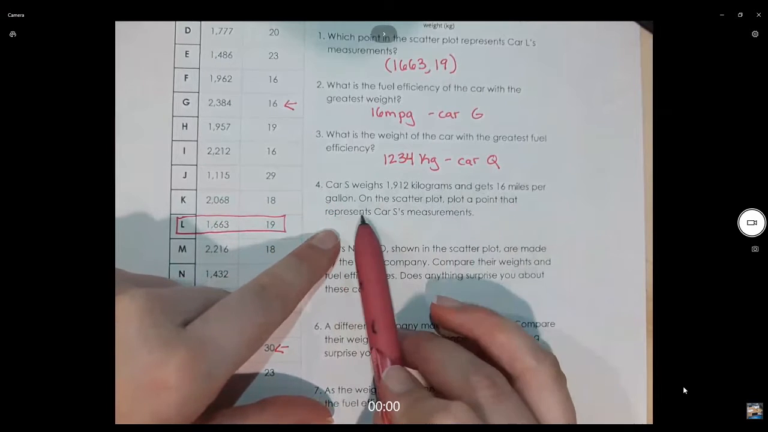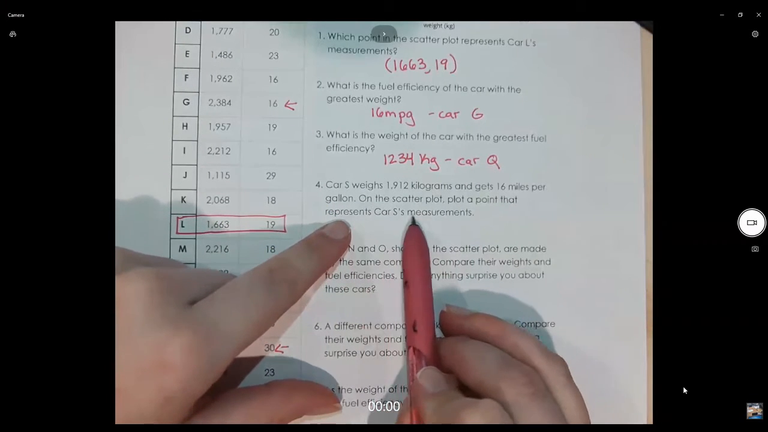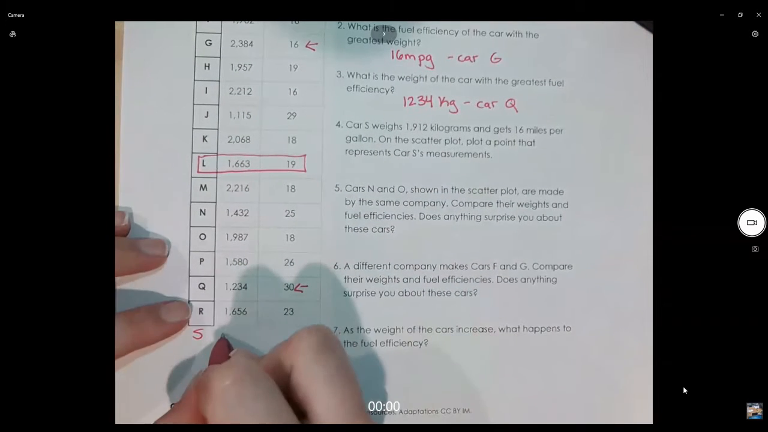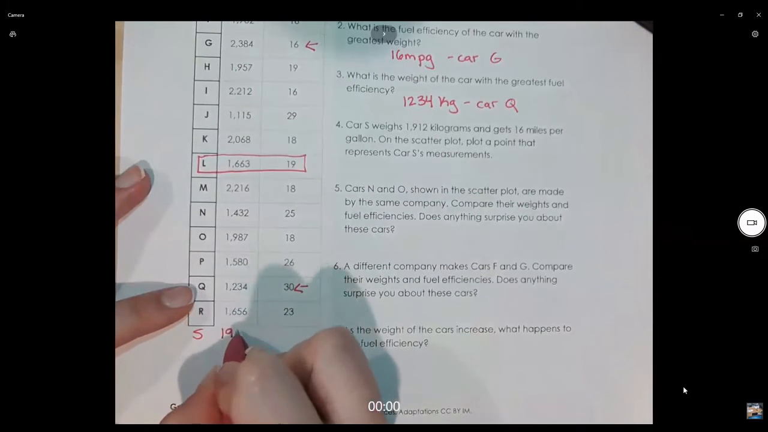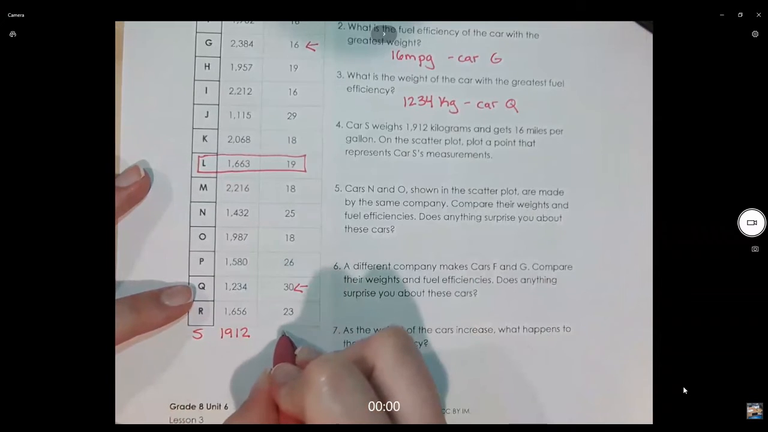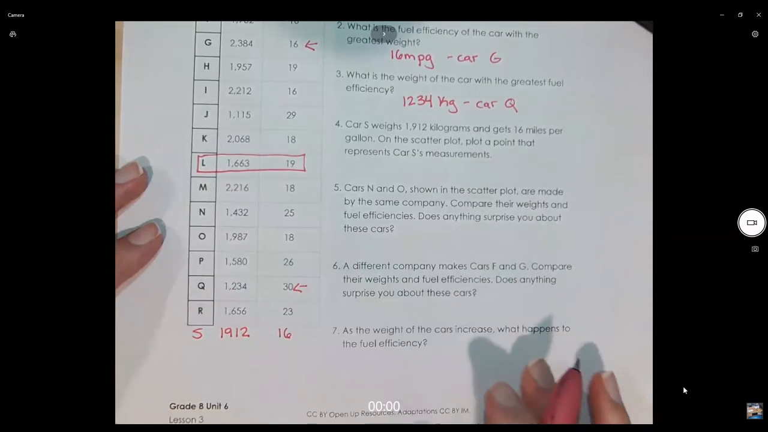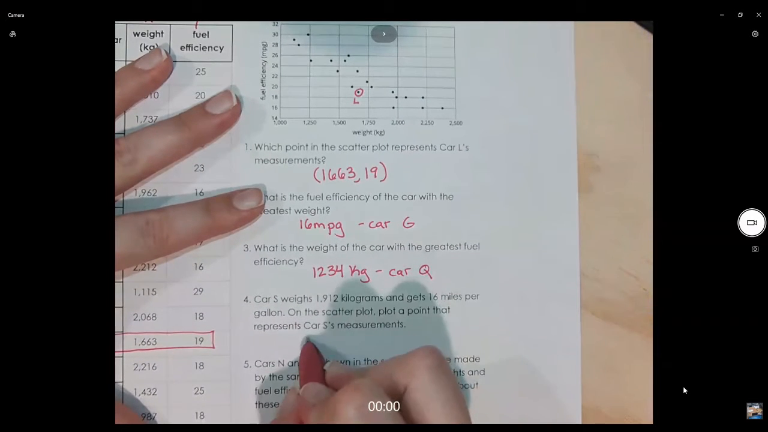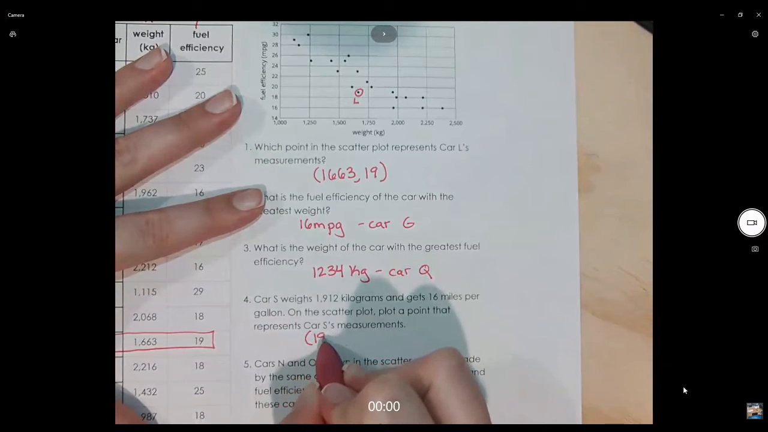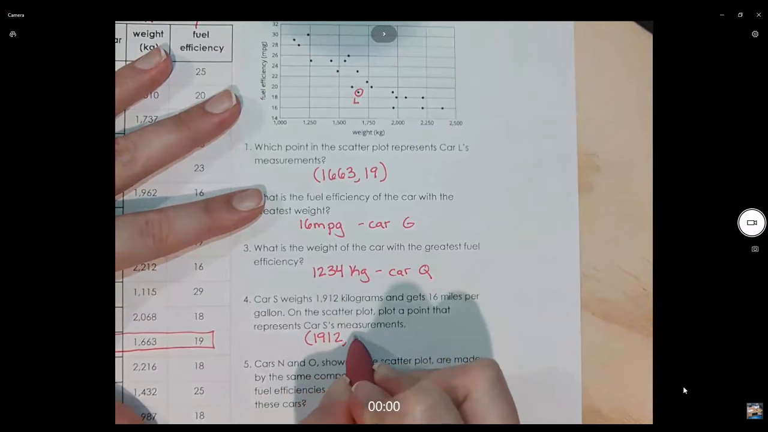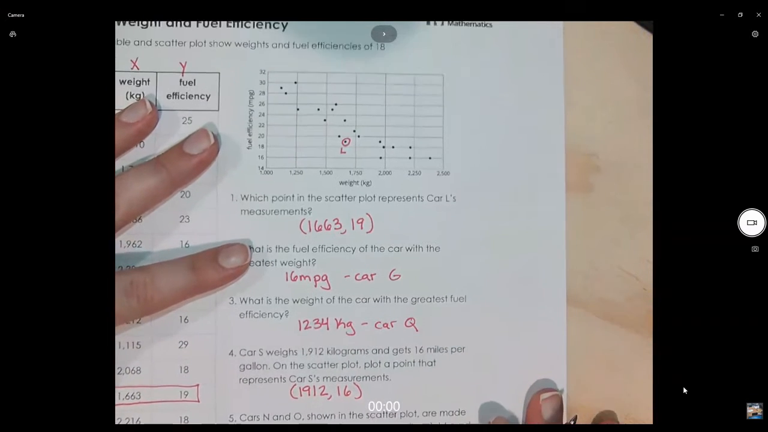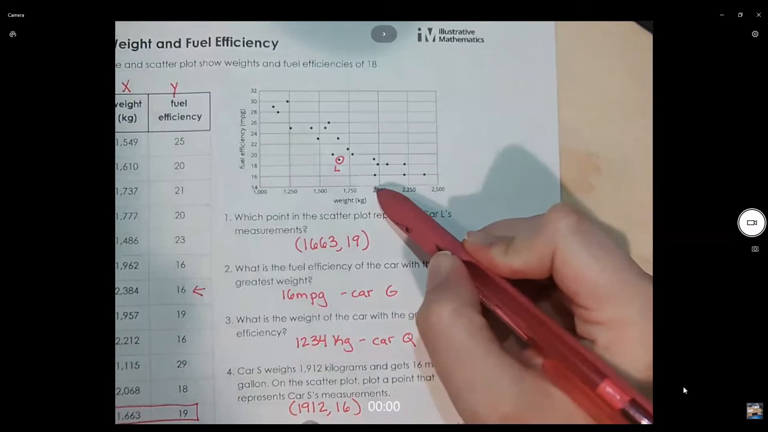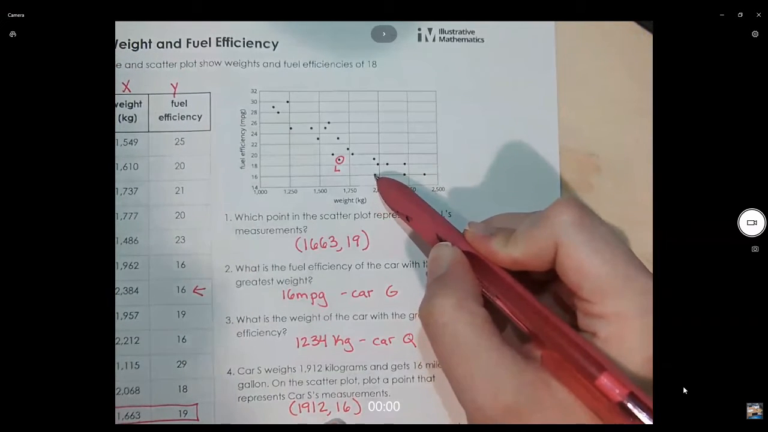Car S weighs 1,912 kilograms and gets 16 miles per gallon. On the scatter plot, graph a point that represents car S's measurements. So if I added S to this table, the weight was 1,912, and the fuel efficiency was 16. If I go back up here to my picture, I would graph the ordered pair 1,912, 16. So it's going to be pretty close to 2,000 and it's going to be at 16.